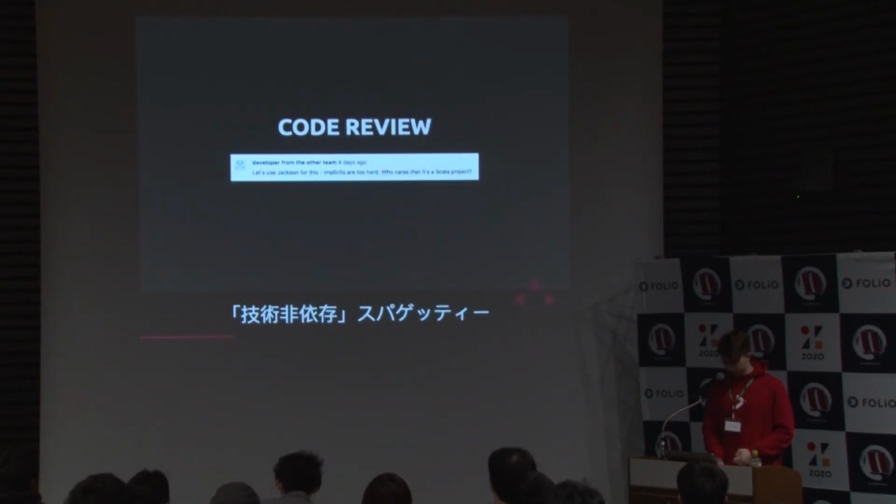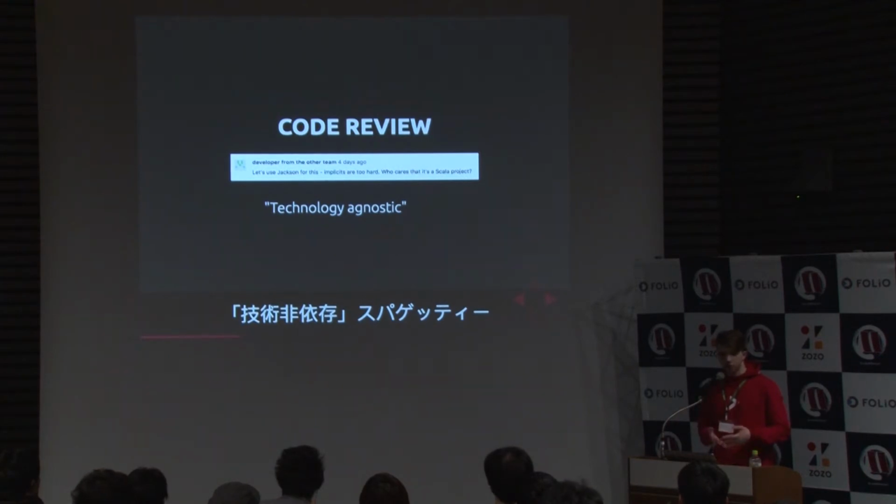Here's another comment from a developer from the other team. For some reason, they care about our project. And they said, let's use Jackson for this. Implicits are too hard. Who cares that it's a Scala project? And this comment is about being technology agnostic, which means that you should use as many JSON libraries as possible in one place, which will in turn be technology agnostic spaghetti.